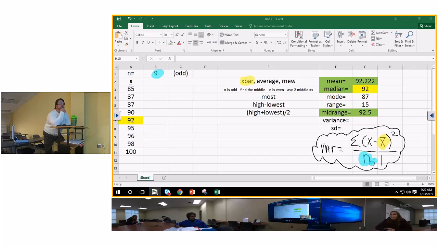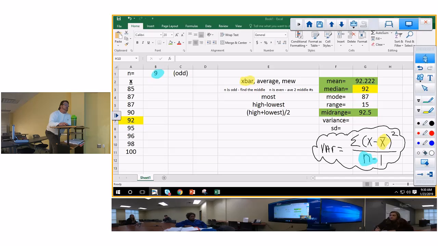Okay, what else? What's X? Those numbers, right? So I've got to do what with those numbers? I've got to subtract the mean from each one of those numbers, right? That's what the formula says. X minus what? Minus X bar. I've got to go over here and I'm going to make a column right here, and it's going to be called X minus X bar. So you need to make a column on your notebook paper, and it needs to be called X minus X bar.